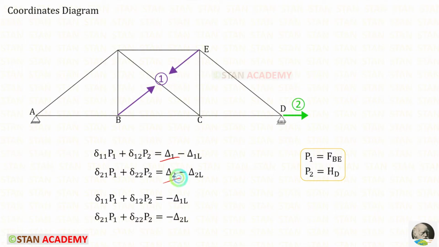Delta 1 and delta 2 are the deflections or displacements in the coordinates due to extension or reduction of the members, or they can be due to temperature changes. In the question, nothing is mentioned about these, so we can assume that there is no temperature change or there is no reduction or extension. In this case, delta 1 and delta 2 will be 0. Then we will get these two equations.